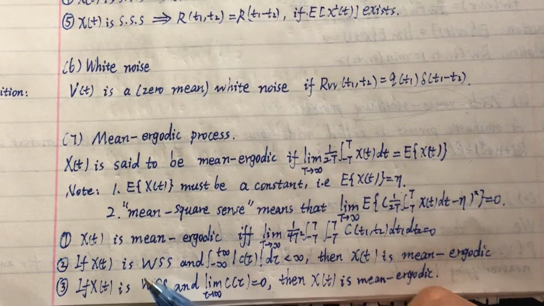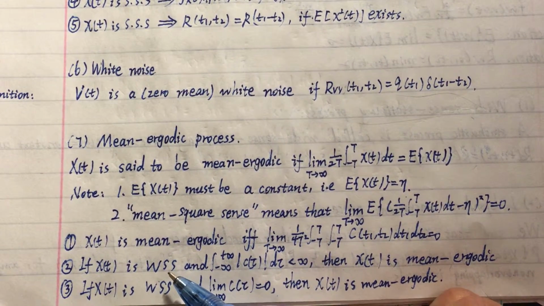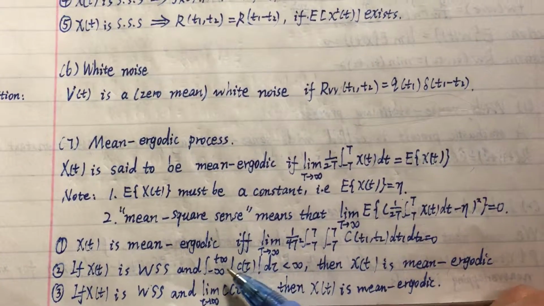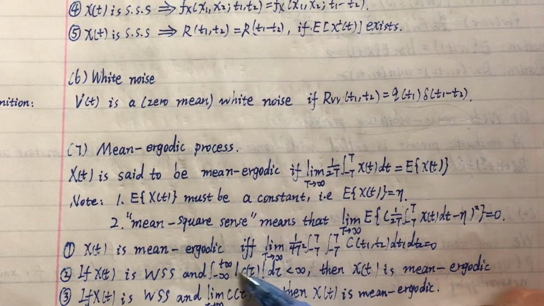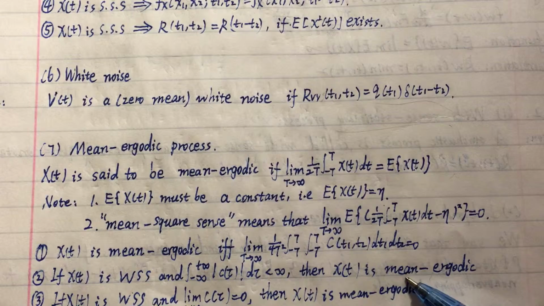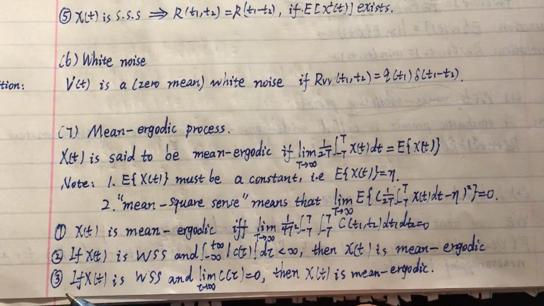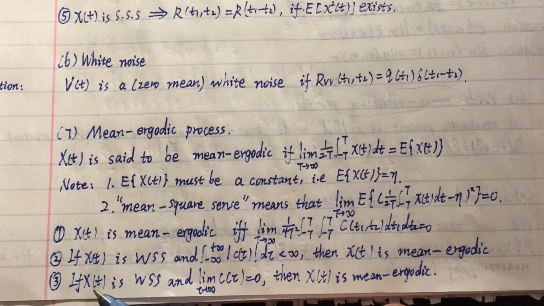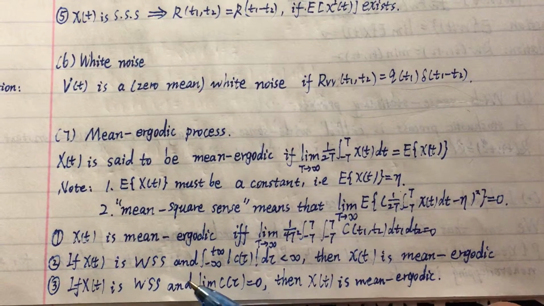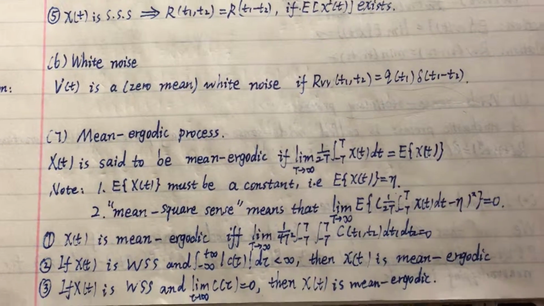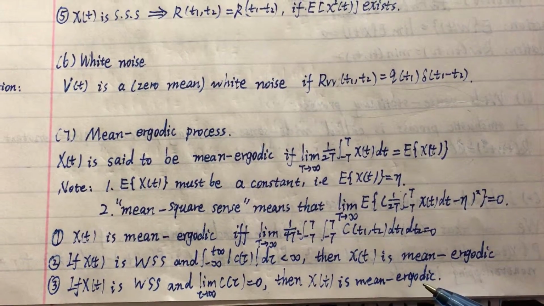And if x(t) is WSS, this is the wide sense stationary process, and it also meets the requirement like this one, then x(t) is mean ergodic. And the last one is if x(t) is a wide sense stationary process and meets the requirement like this one, and then the x(t) is mean ergodic.